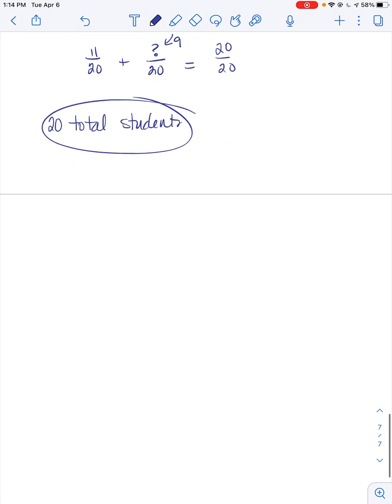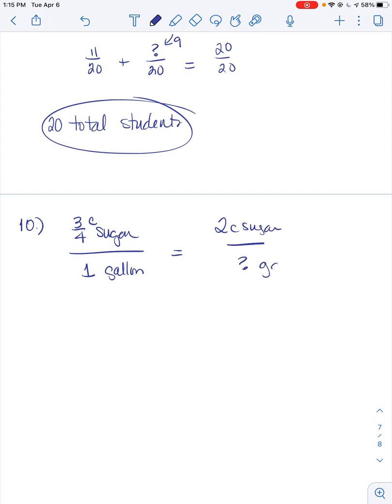How about question 10? This is maybe another chance for us to use some ratios. It says 3/4 of a cup of sugar gives us 1 gallon of punch. So here's 3/4 of a cup of sugar per gallon, but I have 2 cups of sugar. How many gallons can I make?